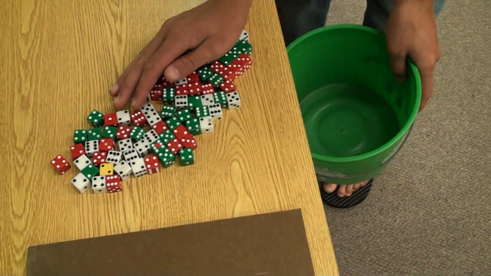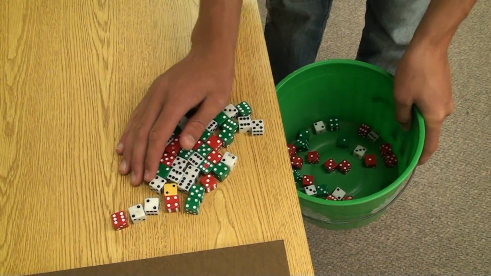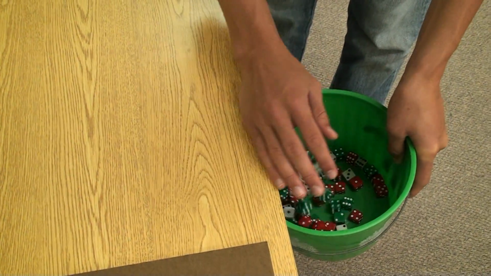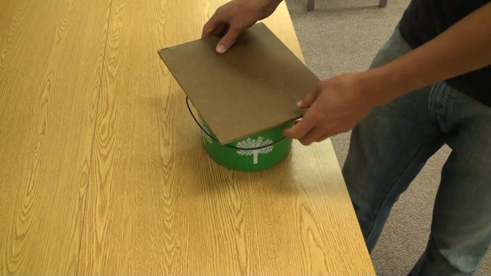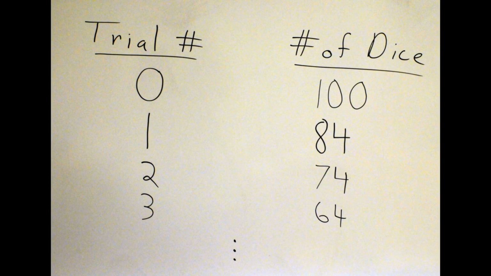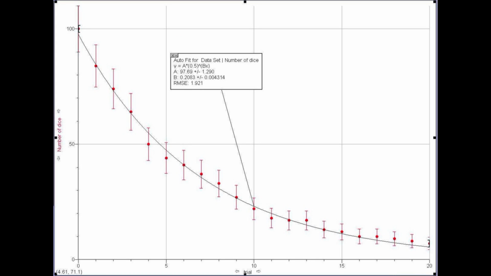Determine how many are left and roll those dice. Repeat until only a few dice are left. Again, add the results from all groups. Record the number of remaining dice versus trial number. Plot the number of dice versus trial number and fit 0.5 raised to the b times x to get the half-life from the inverse of b.